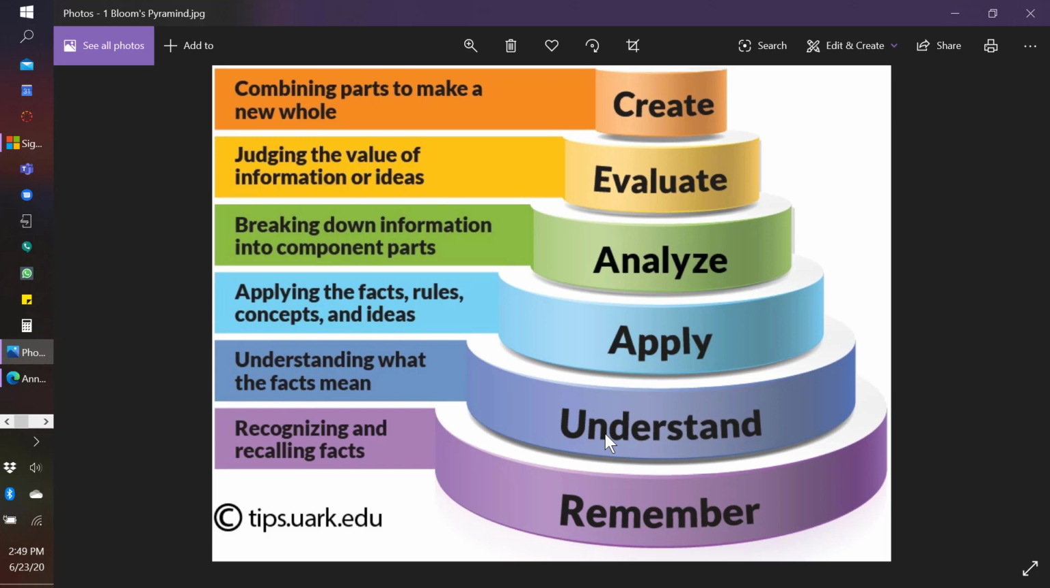The next level is apply. If you can apply something, not only do you remember it, not only do you understand it, now you can take that information and use it to perform a task. You can take that information and use it in an illustration, an example, okay? So we're going higher. Now, those 3 levels are the 3 lowest levels of thinking.